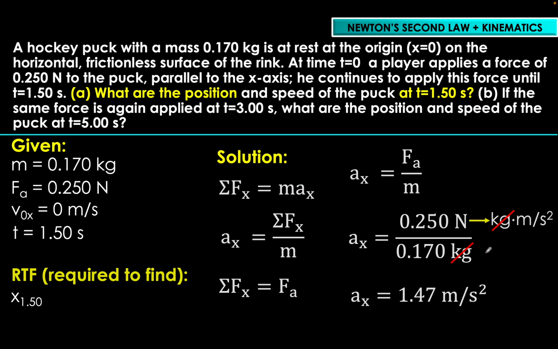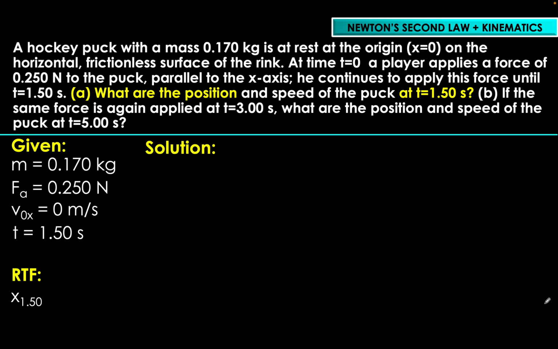And the remaining unit for our final answer would be, sorry for that, the unit will be meters per second squared, okay? So our acceleration, what you're supposed to get in your calculator is 1.47 meters per second squared for the acceleration, okay? So what do we do next?